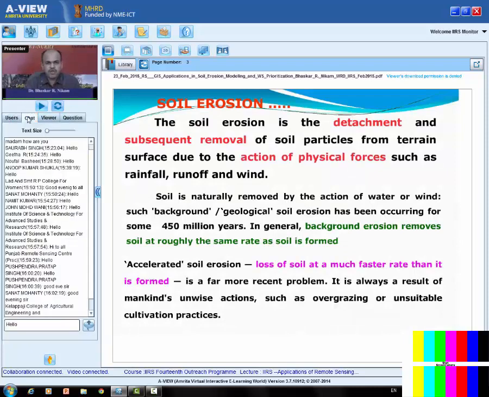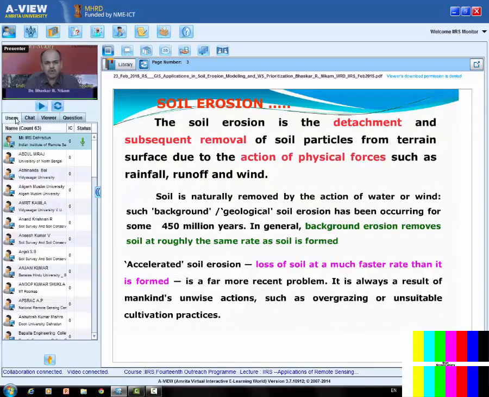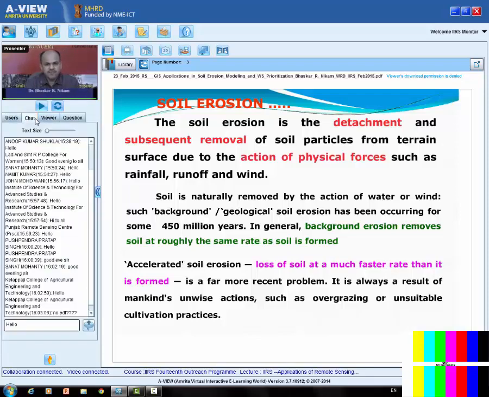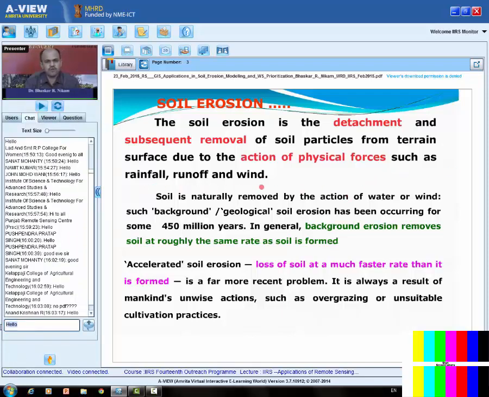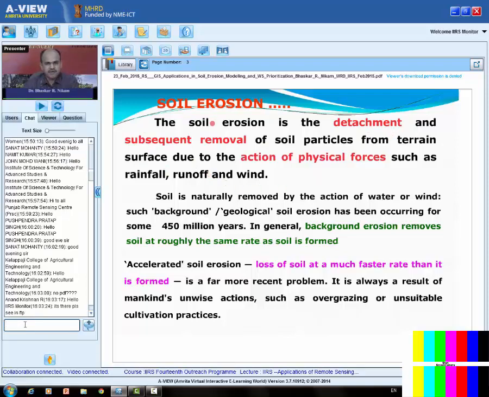And now to discuss soil erosion. Soil erosion is the detachment and subsequent removal of soil particles from the terrain surface due to the action of physical forces such as rainfall, runoff or wind. So because of any physical force, if the soil is being detached and removed from its position from a terrain, then we can call it soil erosion.